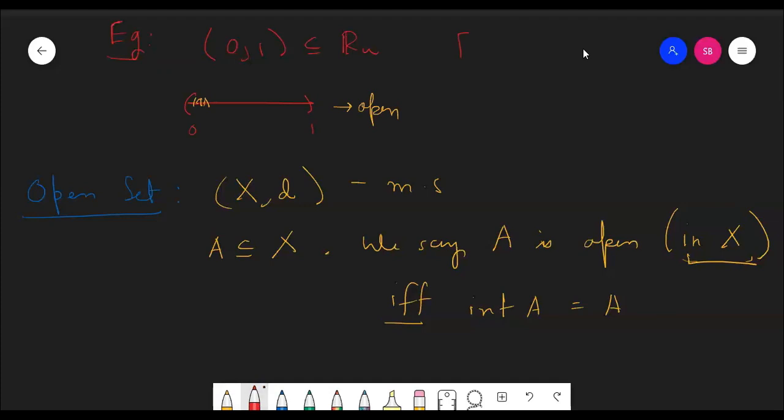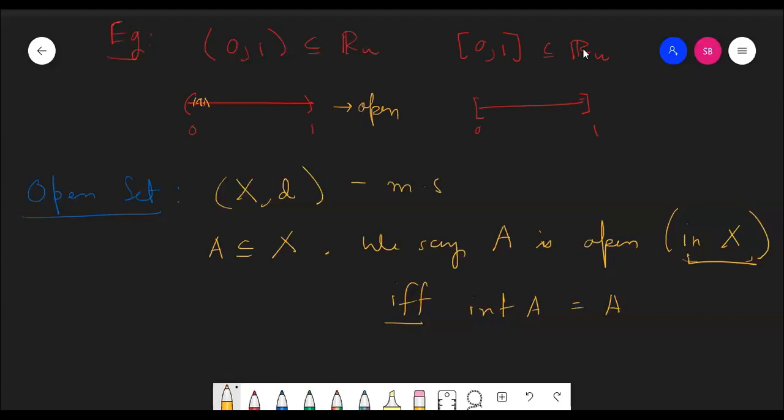Now let's just take this in R again. So is this an open set? No, this is not an open set. Why? If we have to say this set is not open, what we have to do is come up with some element of the set which is not an interior point of the set. As simple as that.